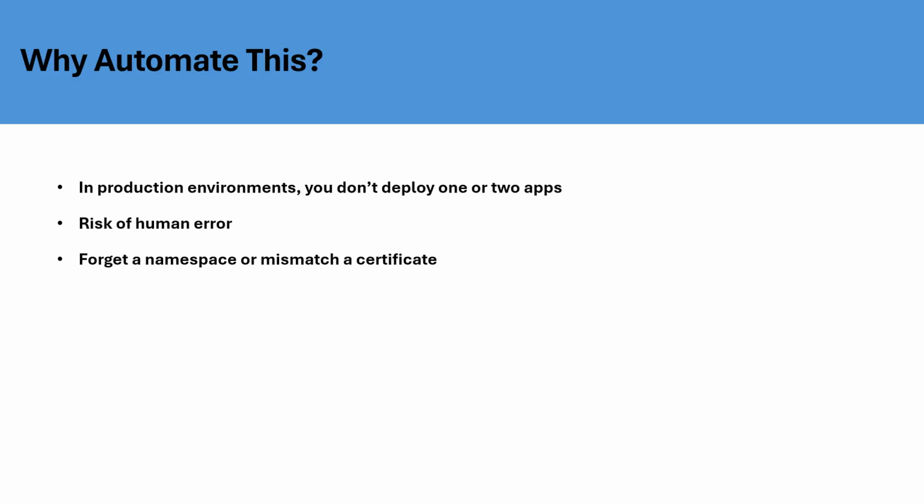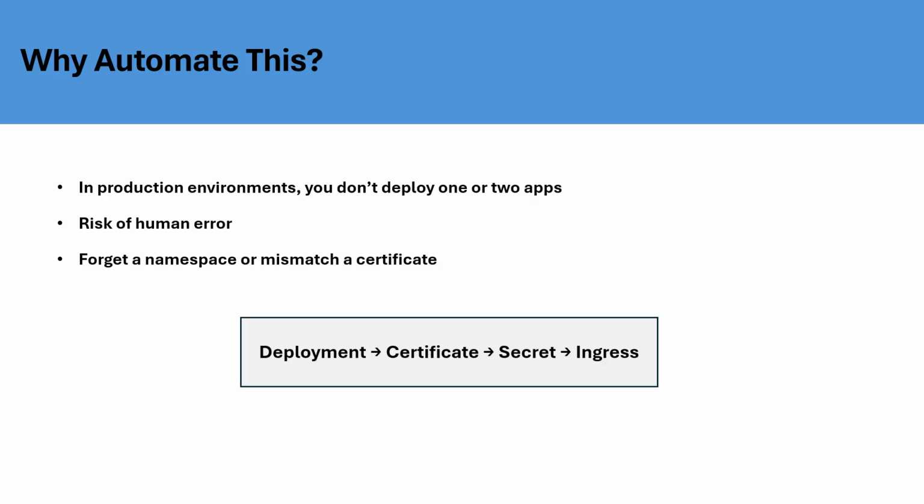But automation fixes that. Ansible talks directly to Kubernetes through the kubernetes.core collection and can even handle crypto operations like key and certificate generation using community.crypto. That means complete end-to-end lifecycle automation from deployment, certificate, secret, and ingress, all in one code. Alright, enough theory. Let's build this automation from scratch.